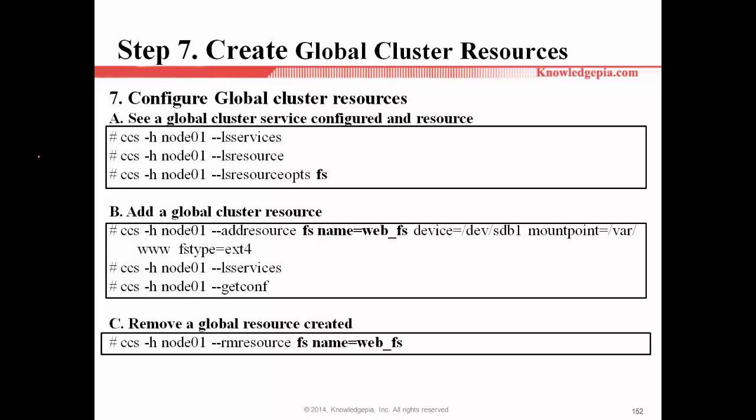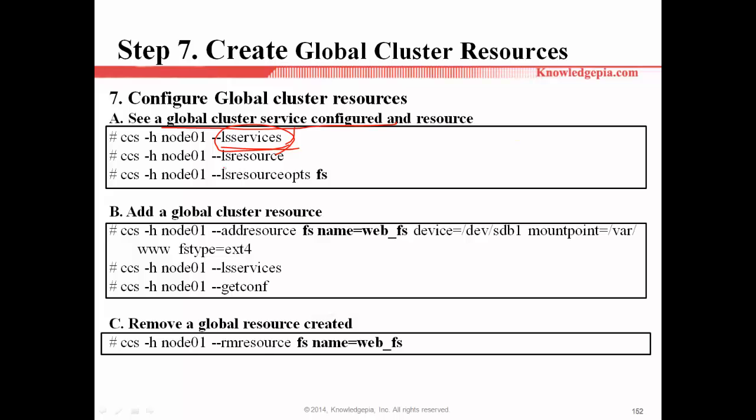Step 7, create global cluster resources. So if we want to create this kind of resource for the specific service, then we can use this kind of step. A, global cluster service configured and resource. At first time, add a service, then this one will show the global cluster service configured already. If you don't have the cluster service configured already, then this one will not show anything.